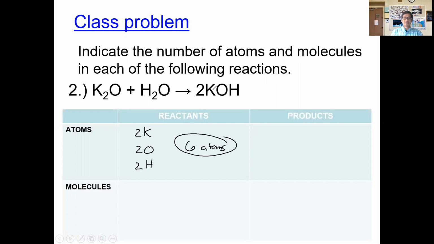Let's take a look at the right-hand side. Again, on the product side, we have potassium, and this coefficient in front tells us that we have 2 potassium atoms.